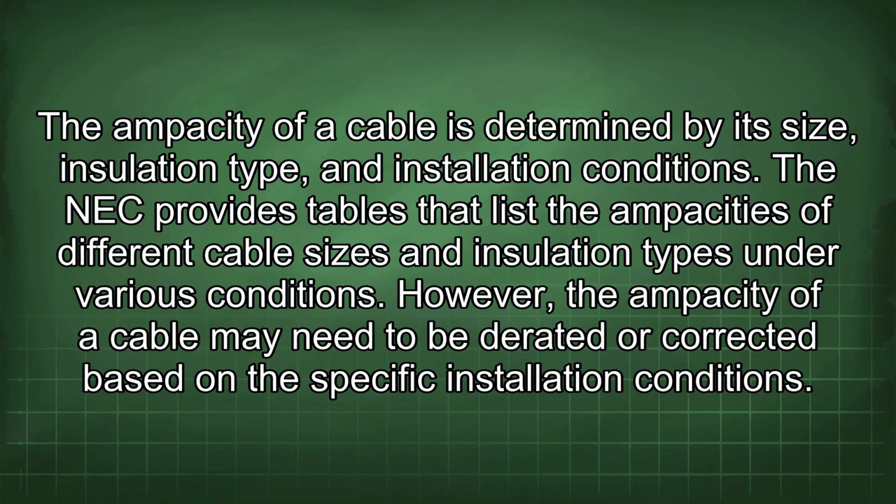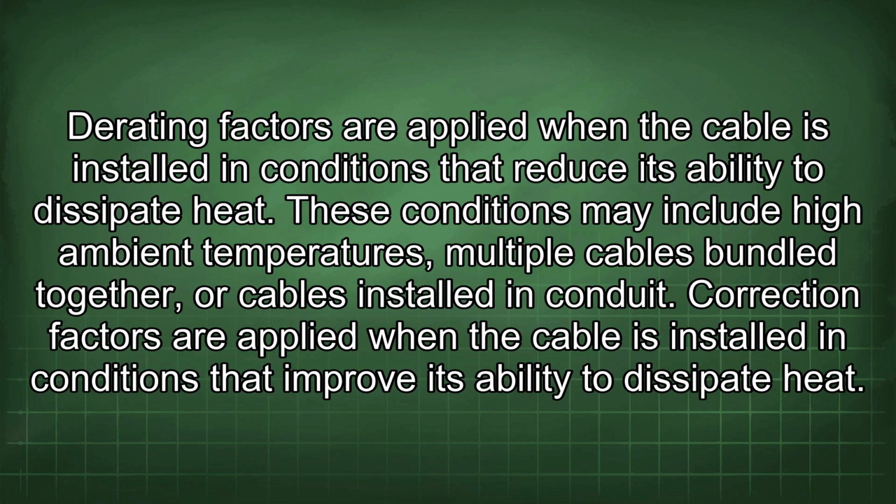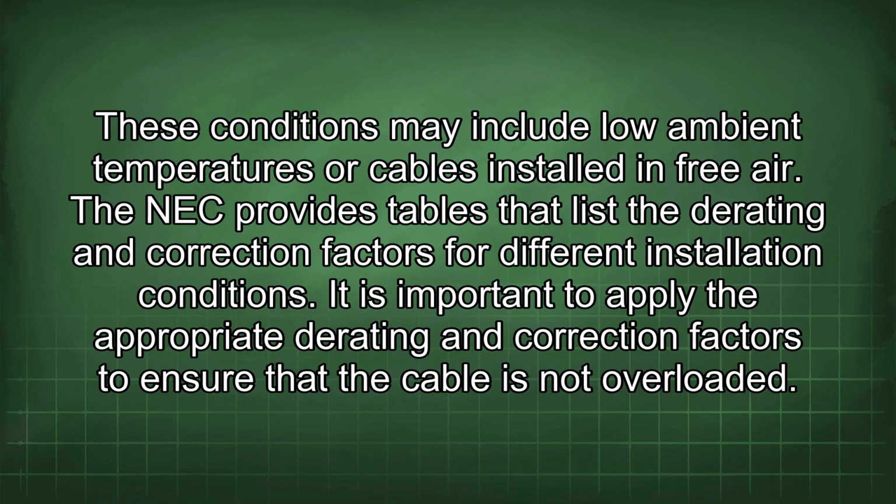However, the ampacity of a cable may need to be derated or corrected based on the specific installation conditions. Derating factors are applied when the cable is installed in conditions that reduce its ability to dissipate heat. These conditions may include high ambient temperatures, multiple cables bundled together, or cables installed in conduit. Correction factors are applied when the cable is installed in conditions that improve its ability to dissipate heat. These conditions may include low ambient temperatures or cables installed in free air.